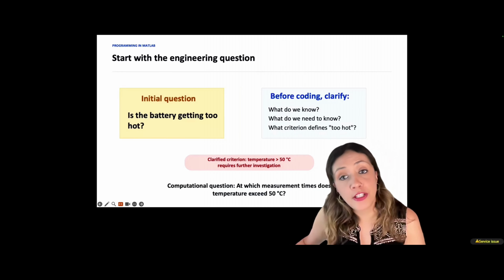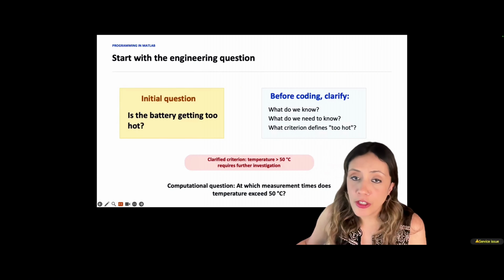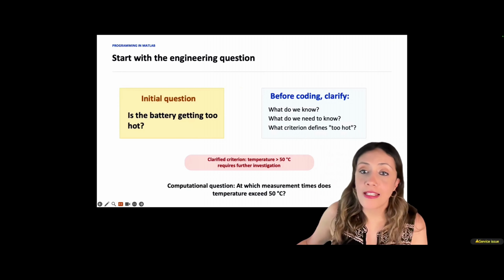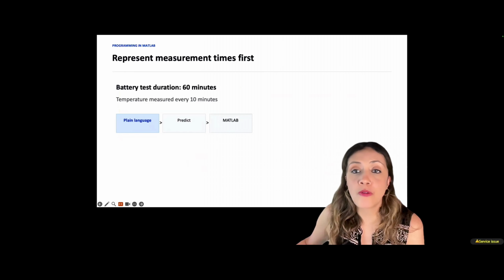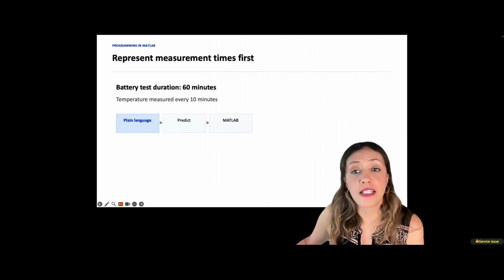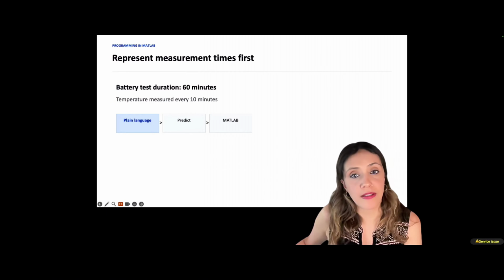Now that we have a criterion, let's see the computational question. At which measurement times does temperature exceed 50 degrees Celsius? Well, there's a question MATLAB can actually help us answer. But before jumping to code, let's identify the data we need. So let's ask ourselves what we know about the test. We know the battery was tested for 60 minutes and temperature was measured every 10 minutes.